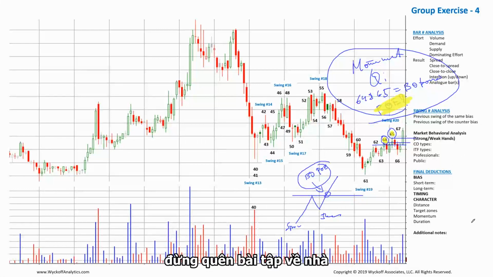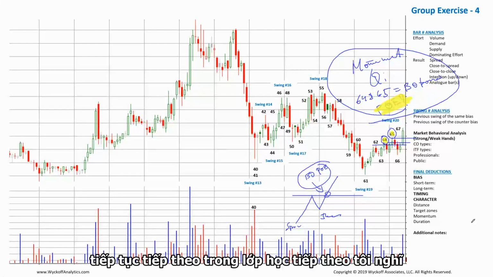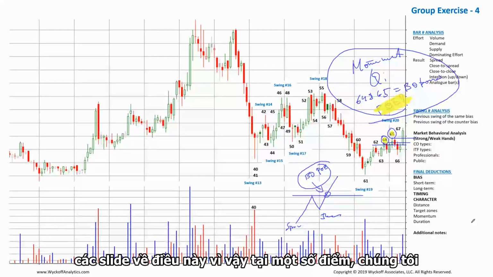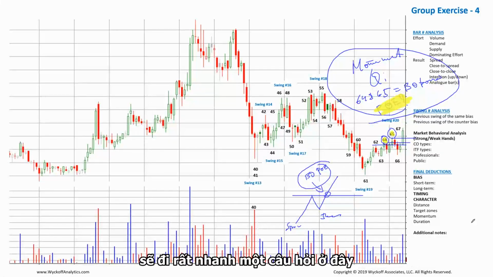Don't forget the homework. And definitely we're going to continue in the next class. I think we're going to have less of the theoretical material in the next class. I want to finish this exercise. If you can believe, I have 30 plus slides on this. So at some point we're going to go really fast.